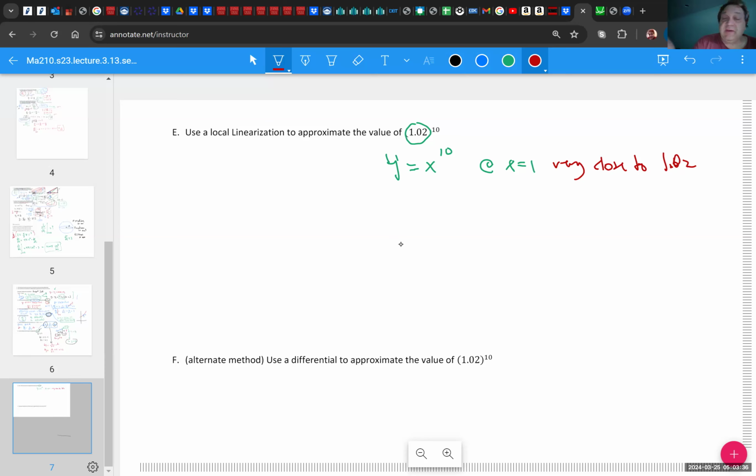All right, so the thing to the 10th is x to the 10th, and we're going to find the local linearization, which is the tangent line. To find a tangent line, I need a point, and I need a slope.